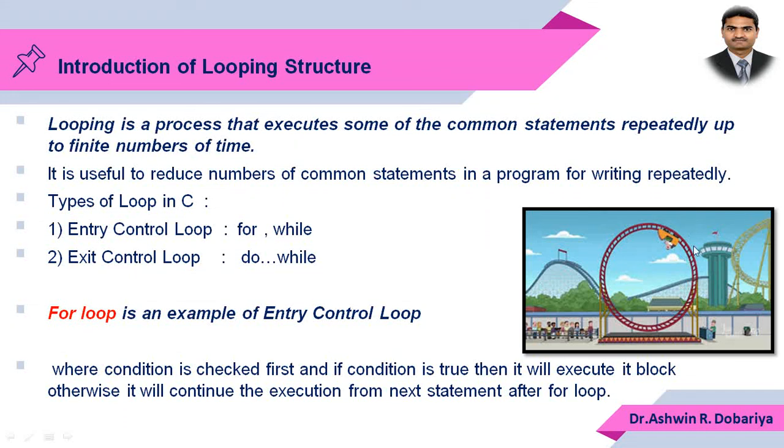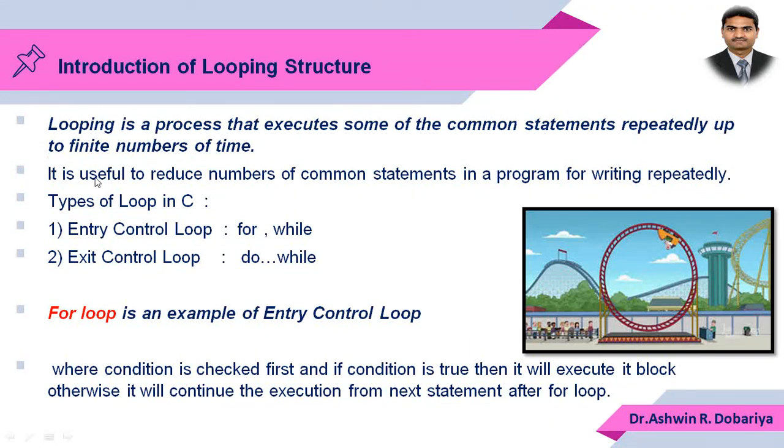What this car is doing is performing the same operation again and again. So looping is a process which executes a certain block of statements a number of times. A number of times means you may want to execute 5 times, 10 times, 50 times or 100 times, depending on your requirement. So this is the definition of looping.